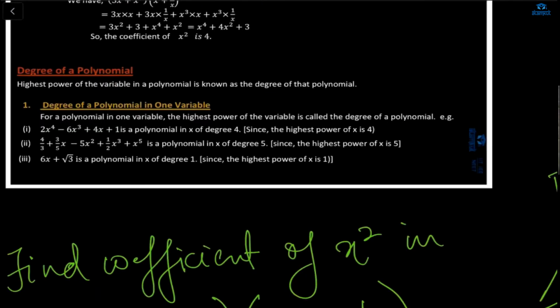Yes, ma'am. So degree of the polynomial, one variable, I think you have understood. Let's see with the question number 1. Okay? Asvika, can you tell me question number 1? 2x to the power 4 minus 6x cubed plus 4x. What is the degree of the polynomial? Ma'am, 4, because it's the highest power.